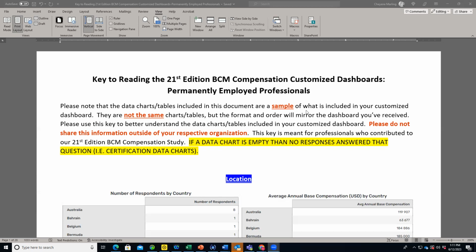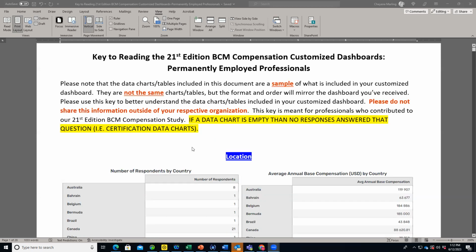The other thing I want to stress is right here, if a data chart is empty, then no responses answered that question. So for example, there's a lot of certification data charts within the dashboards, and within your peer group, if someone didn't have a particular certification, maybe the CISSP or PMP, then those charts within your dashboard will appear blank. But obviously you can follow this key along with your dashboard to see what data charts might not be highlighted, and thus no one responded with that particular data.